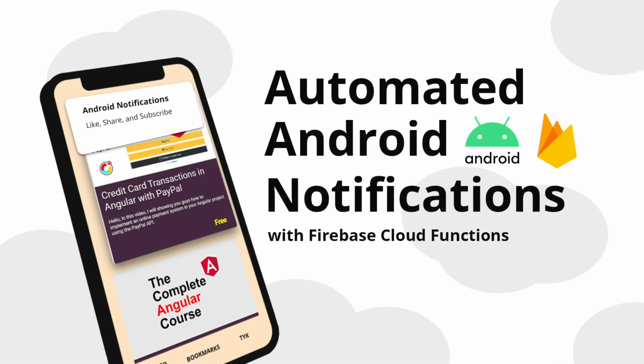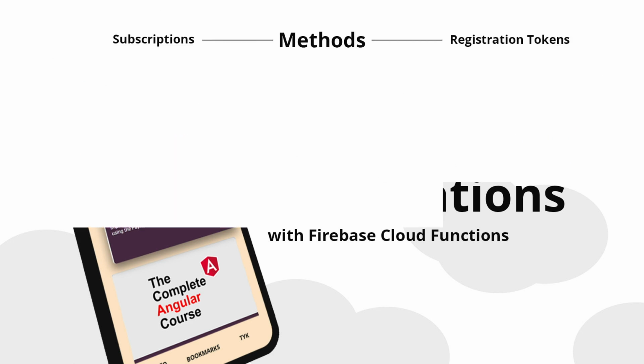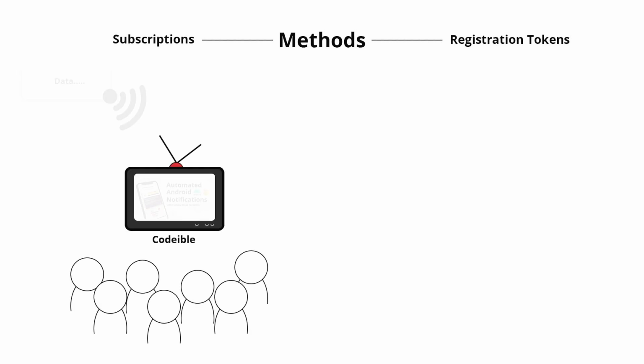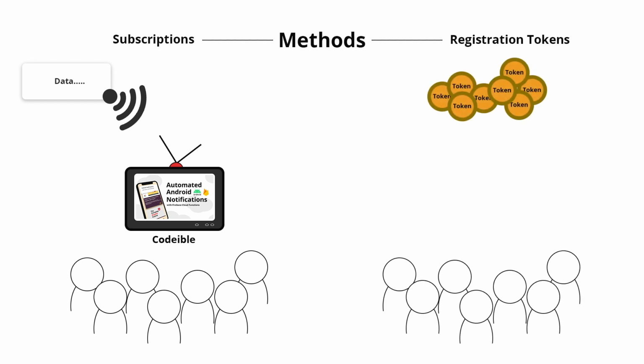Hello, in this video, I'll show you how to add triggers in Firebase Cloud Functions to automatically send notifications to users. There are two ways that you can send notification to an individual or group of users using Firebase Cloud Messaging programmatically. The first method is to allow them to subscribe to a topic and then broadcast the notifications to subscribers of the topic. Another method is to store the registration tokens of each user, and then we can broadcast the notifications using their tokens.